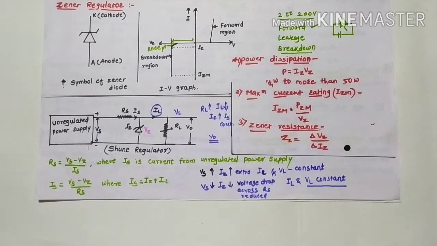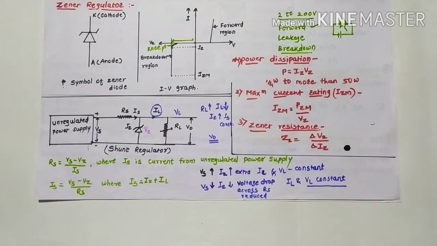Hello students, in the previous lecture we studied different types of voltage regulators, beginning with the Zener regulator, the IC LM317 voltage regulator, the transistorized voltage regulator, and at last the switched mode power supply. Now in today's lecture we are going to learn about different types of problems on the Zener regulator and the IC LM317 voltage regulator. Let's begin with the Zener regulator.